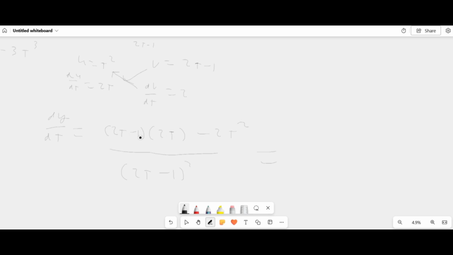2t times 1 here is going to be negative 2t. And then 2t times 2t is 4t squared. And then 4t squared minus 2t, so it's going to be 2t squared in the end here, minus 2t. All of that over 2t minus 1 squared here.